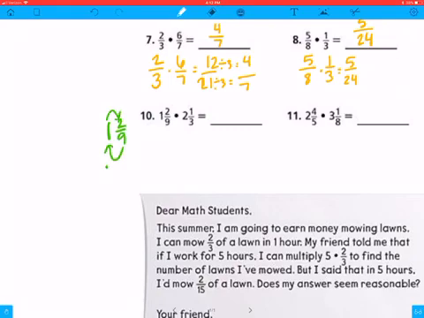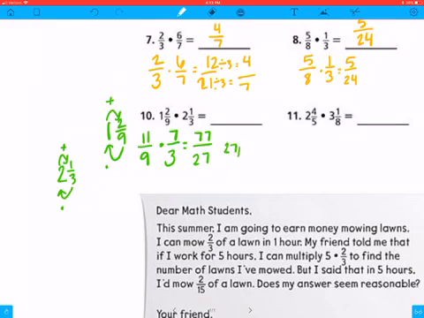So remember, we take our denominator and we multiply it by our whole number, and then we add our numerator. So 11/9 multiplied by 7/3, because 3 multiplied by 2 plus 1 is 7. So 7/3. I end up getting 77/27. Now I can divide this, or I could keep it at 77/27.